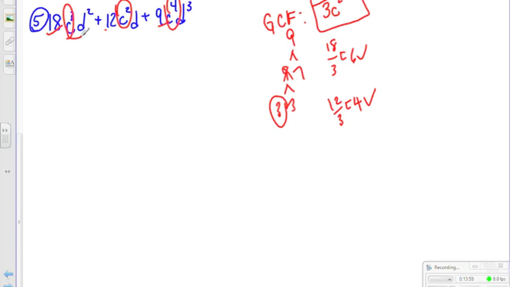And then D, I have D squared, D to the first, and then D to the third. So once you want to take out the lowest power, so that's D. So our next step is to divide everybody here by their GCF of 3c squared d.